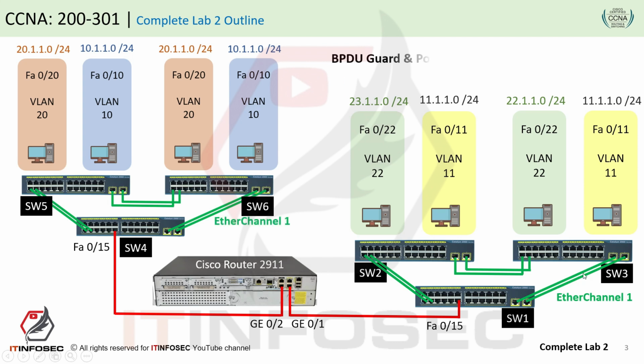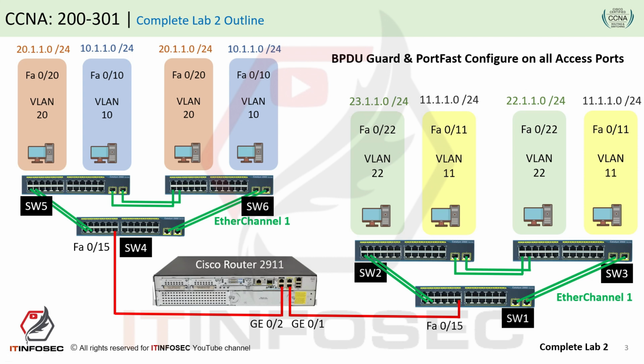Also, for all the second ports, or both ports between two switches that are connected together, to prevent a loop between them, we will configure EtherChannel: EtherChannel for these two ports, EtherChannel for these two, and others. Also, we will configure BPDU Guard and PortFast on all access ports.